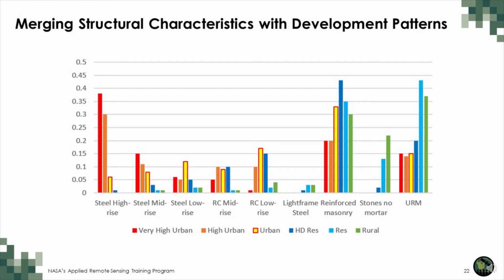So here we've got steel high-rise on the left, steel mid-rise, going down to steel low-rise, then reinforced concrete mid-rise, and reinforced concrete low-rise, and moving to the right all the way to stone, snow, mortar, and URM, which stands for unreinforced masonry. So you can see, as you've got these rural and residential greens and blues, you have quite a bit more over here to the right, which is less rigorous construction. And as you have these reds, oranges, and yellows, you have more of the steel frame and reinforced concrete structures.